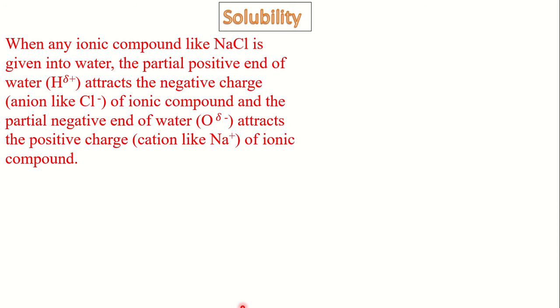Now look, ionic compounds, for example sodium chloride. When sodium chloride is given into water, the partially positive end of water, that means hydrogen, attracts the negative charge, the chloride ion of the ionic compound, and the partially negative end of water, that means oxygen, attracts the positive end of sodium chloride, that means the sodium ion.